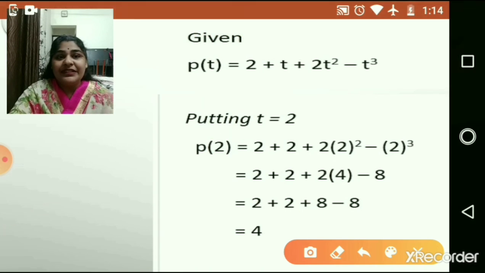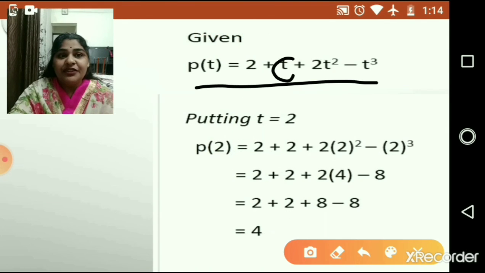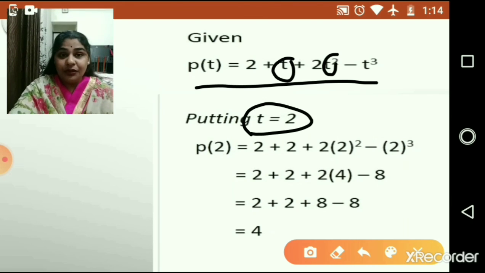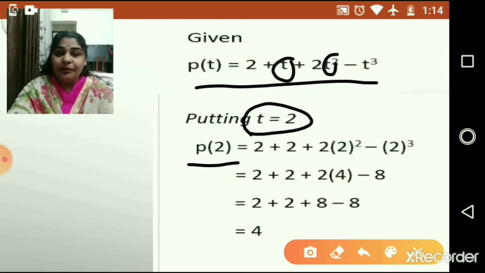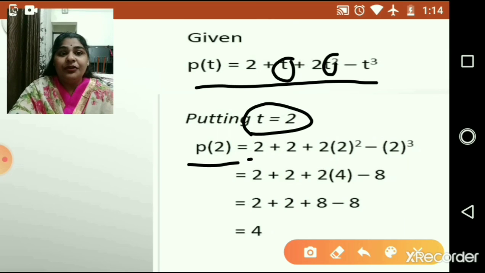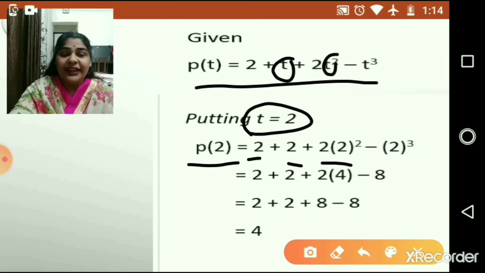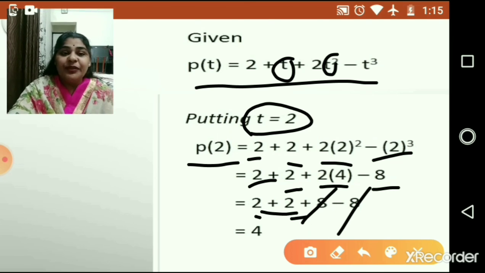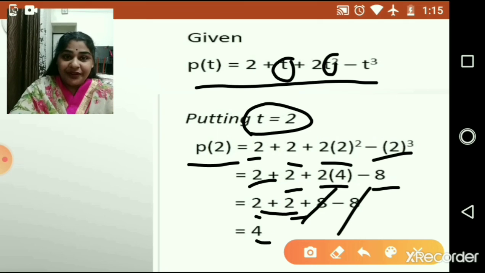So whatever is the given polynomial, wherever you see the variable t, you have to substitute in place of that t is equal to 2, and then you can find out p of 2. Now substitute 2 plus 2 plus 2 into 2 square minus 2 cube, that is equal to 2 plus 2 plus 2 into 4 minus 8, and then 2 plus 2 plus 8 minus 8, plus 8 minus 8 gets cancelled, and 2 plus 2 is equal to 4.